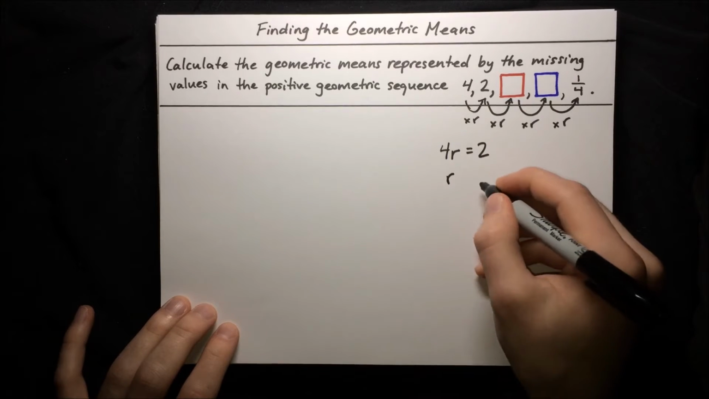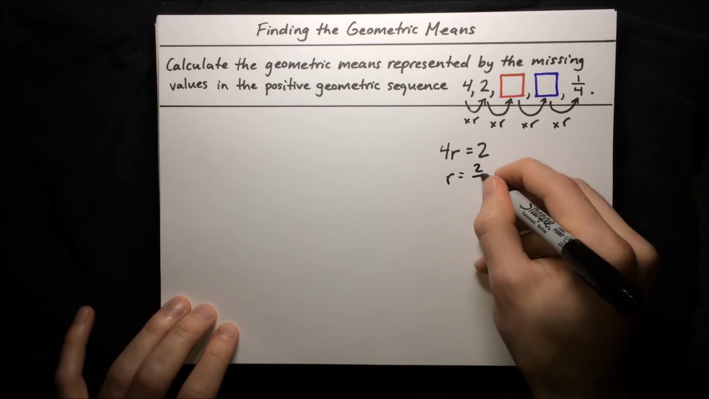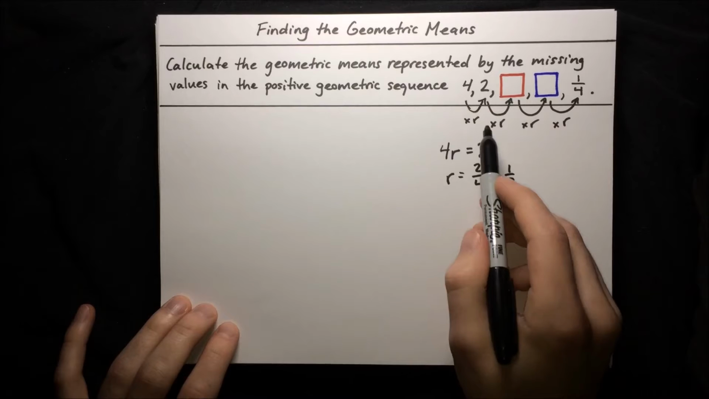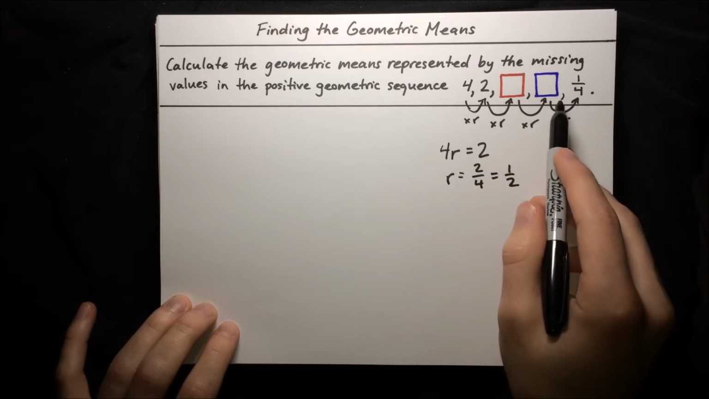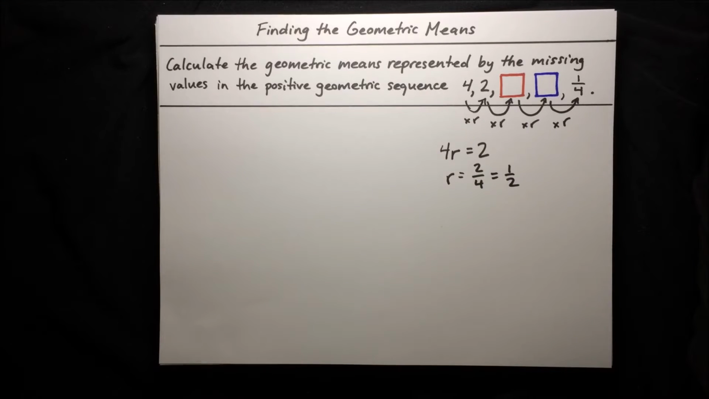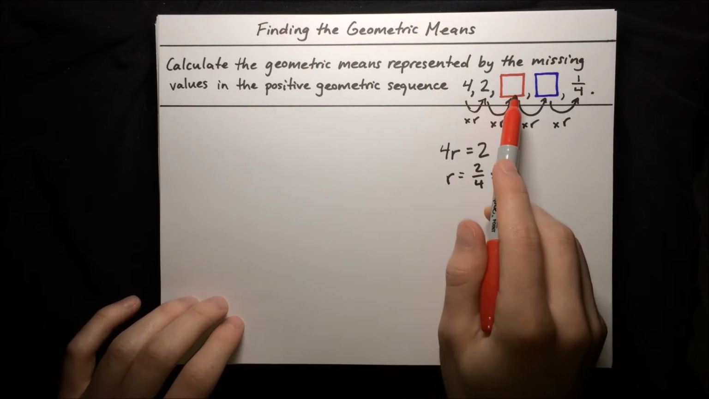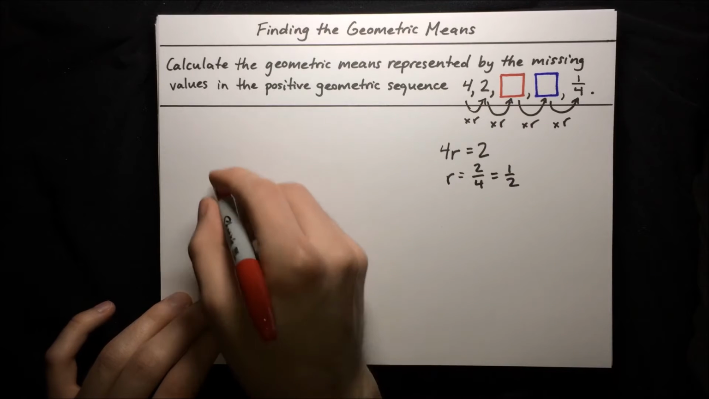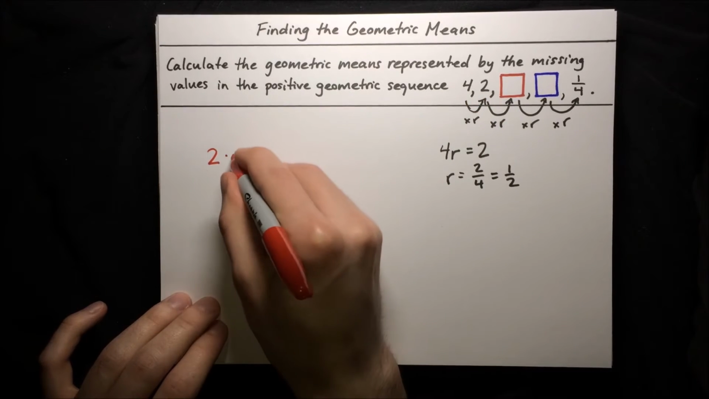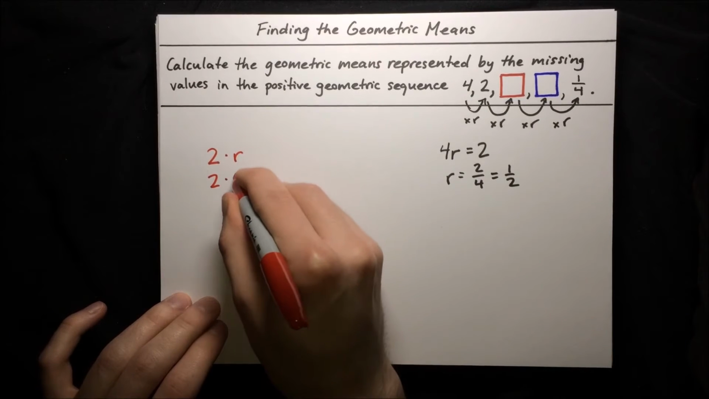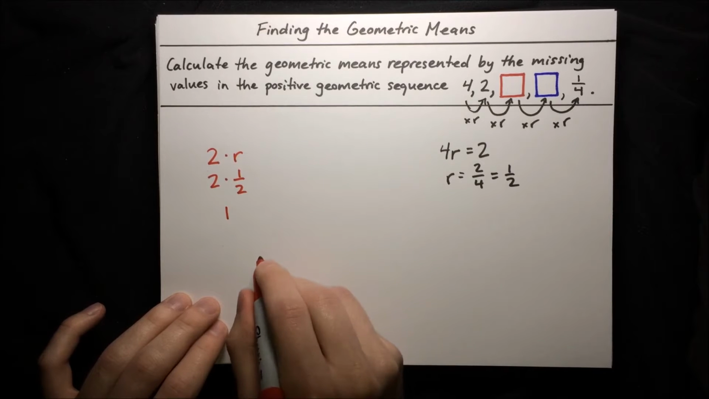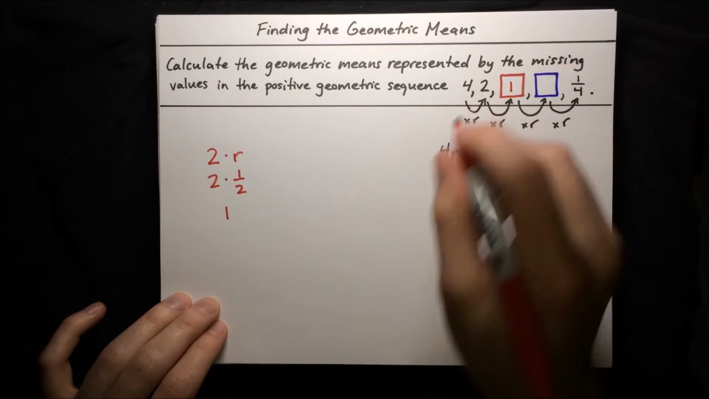So we can solve for what r is here. We just divide both sides by 4. So r is 2/4, which is just a half. So we're multiplying by half every time. Now we can just continue multiplying by half to find the missing terms. The first missing term comes from taking the number 2, the term before it, and multiplying by r. So 2 times a half is just 1. That's what's going to go in that missing box.